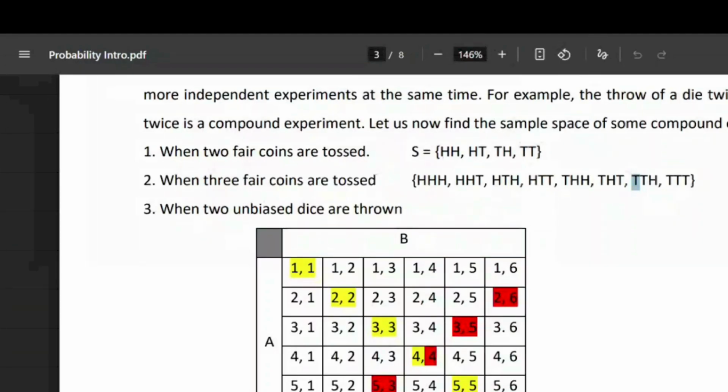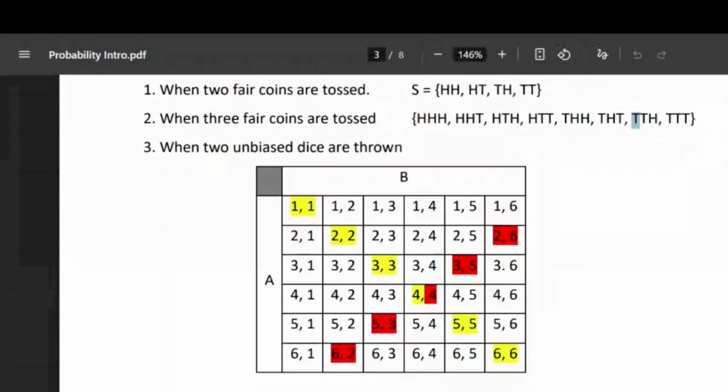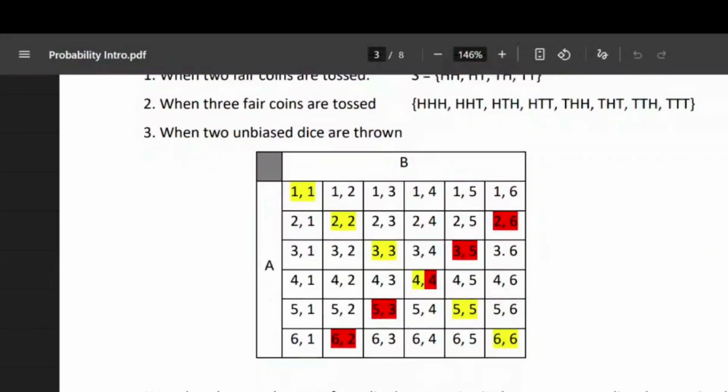These are the options available when you toss three coins together, or you toss three coins one after the other. Then we have that kind of sample space. Now, when you toss two Ludo dice together, maybe the first one we call A, the second one we call B.